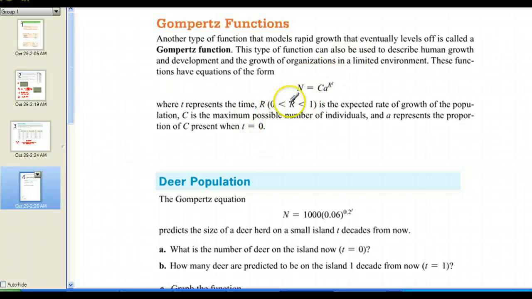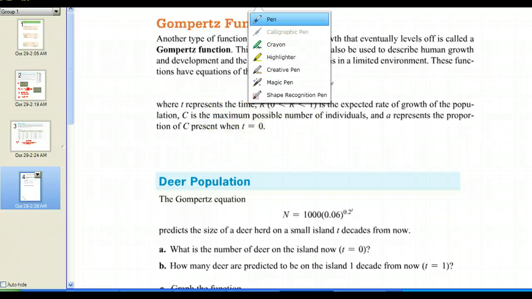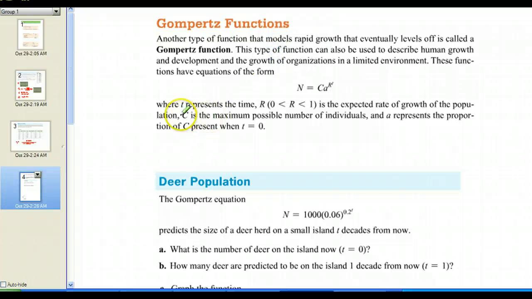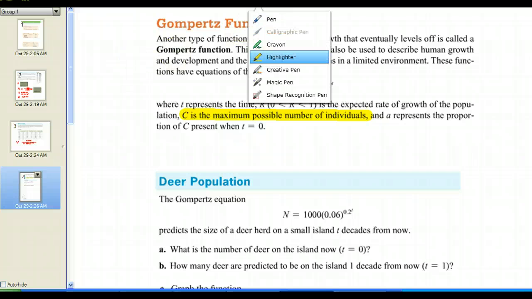R is some proper fraction, a number between 0 and 1, that we're raising to this t power. C is your maximum possible number of individuals, so that's going to come up in the example we're going to be doing in just a little bit. A represents the proportion of C present when t equals 0.